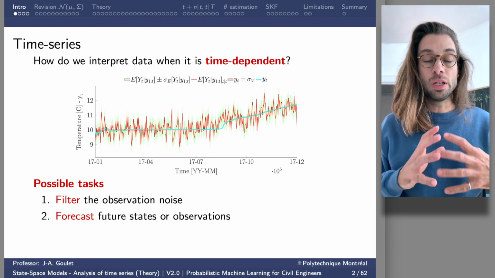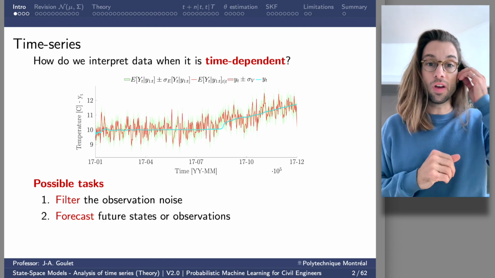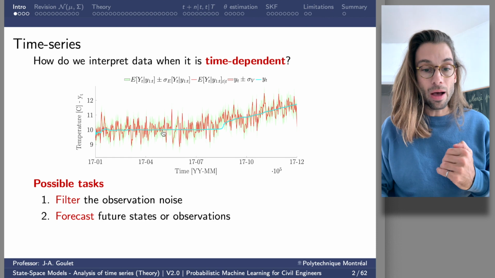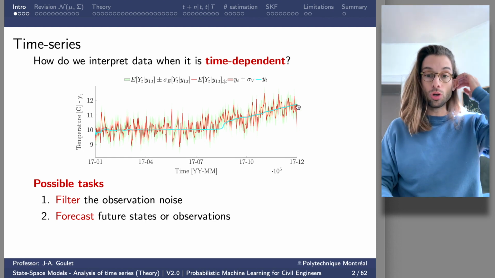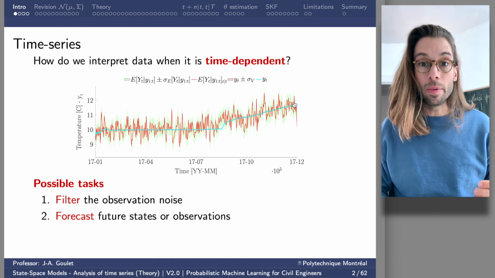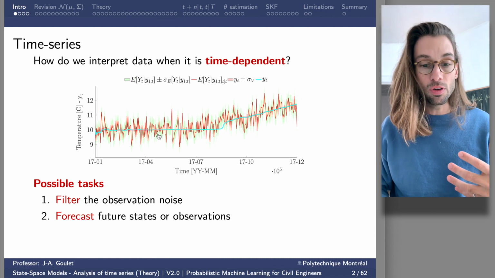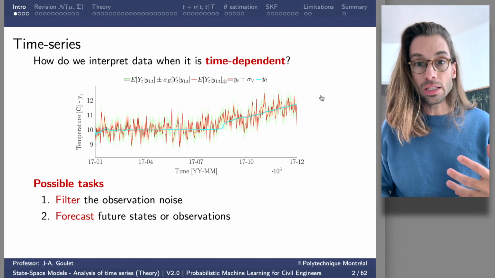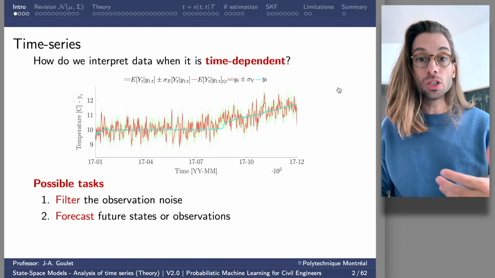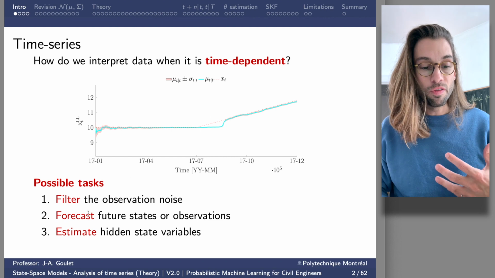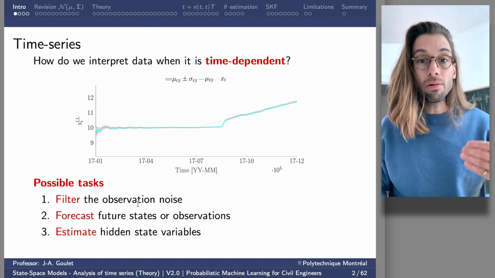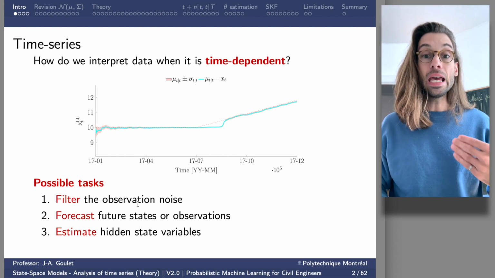A second task would be to forecast future observations. From what I've learned about the kinematics of that temporal process, I want to forecast what's coming next. Given what I've learned here, how can I forecast what's going to come for the months and years to come? Then, related to filtering the observation noise, how can we estimate the hidden states?